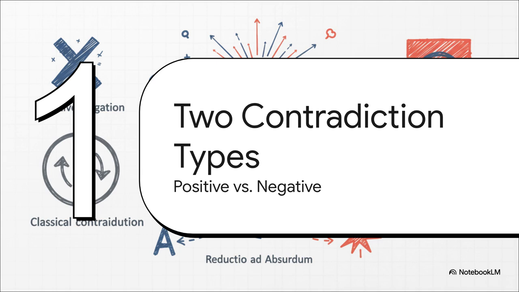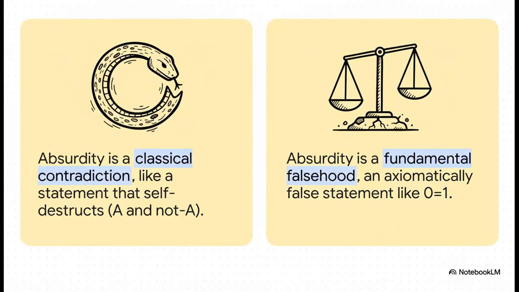So answering that question leads us to two different kinds of contradiction. And this is where we finally get to meet the two different flavors of not we've been talking about: positive and negative negation. All right, so check this out. It all boils down to these two paths. On one side, you've got negative negation. Here, absurdity just means a classic contradiction, like saying A and not A at the same time. It's a statement that basically eats itself. It just self-destructs.